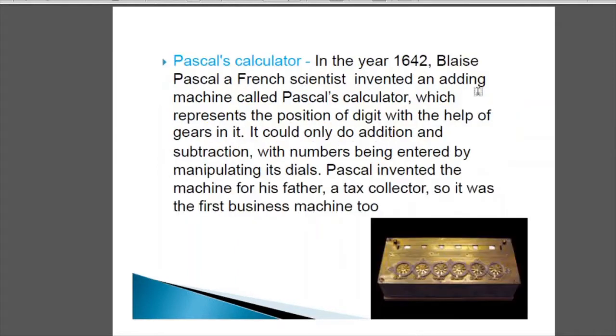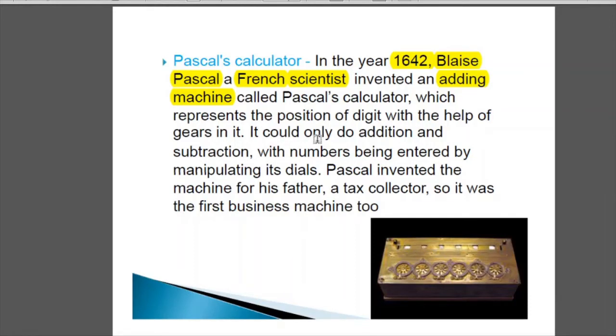Okay. Next we have Pascal's calculator. It was developed in the year 1642 by Blaise Pascal. He was a French scientist. He invented an adding machine. So what is the other name of the Pascal calculator? It is the adding machine, which represents the position of digits with the help of gears. So it has some gear functionality in the machine which helps in calculating.